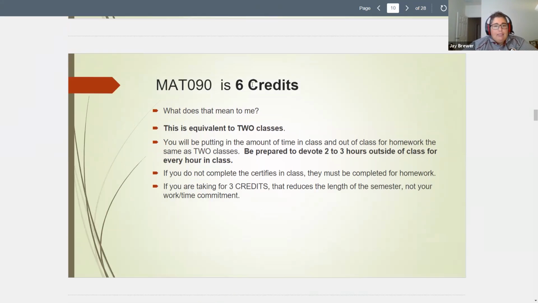Math 90 is 6 credits. So what does that mean to you? That means that it's kind of like taking 2 classes. So you want to be able to invest that time, because in most classes, you're devoting between 2 to 3 hours outside of class per class. So you have to multiply that by 2. So you're looking at between 4 to 6 hours, depending upon how fast you work.